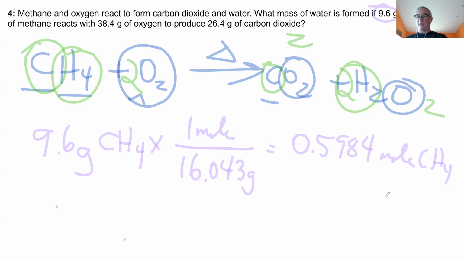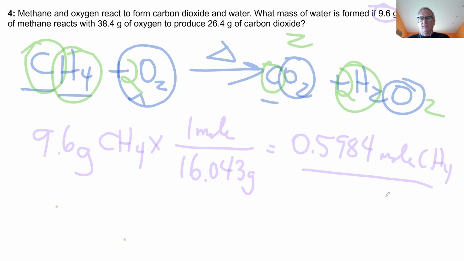So while I have you on the line, if I have this many moles of methane, how many moles of water am I going to get? 1.196. Where's that number come from? That is 2 times 0.598. Where did you get the 2 from?